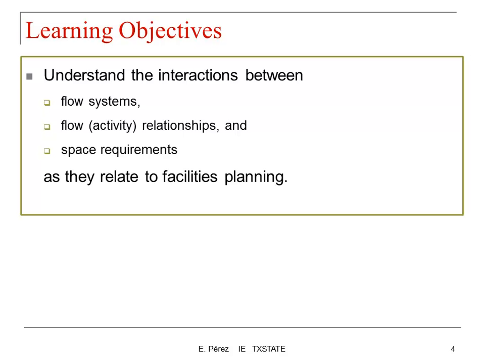Okay, so the last thing we did last time was to go over the material on flow systems, and these were the objectives of that lecture. Today we're going to complete this lecture on flow and activity relationships, and I just want to give you a review of what we discussed so we can continue. The idea of this lecture is for you to understand the interactions between flow systems, flow activity relationships that we are going to discuss today, and space requirements, and how they relate to facilities planning.